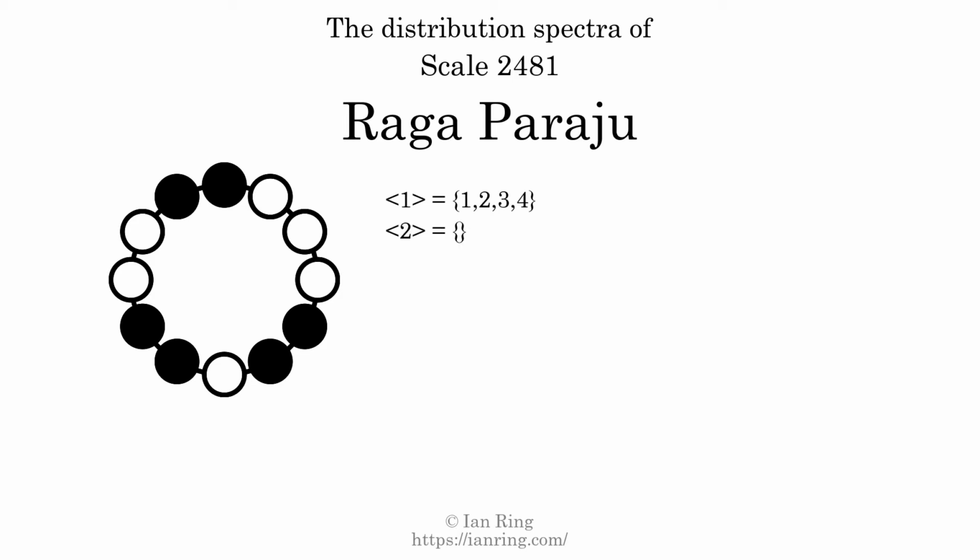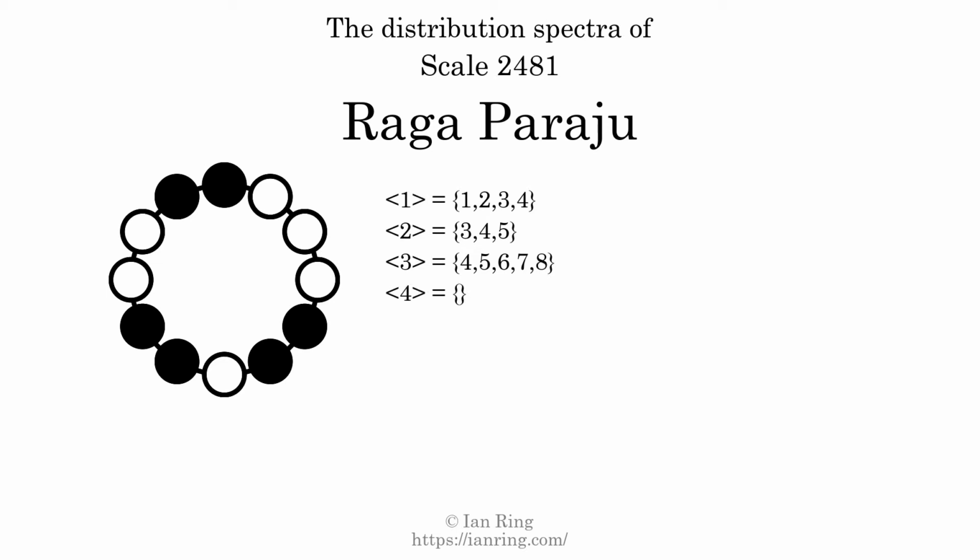The generic interval of 2 scale steps comes in 3 different specific interval sizes: 3 semitones, 4 semitones, and 5 semitones. The spectrum width of this generic interval is 2. The generic interval of 3 scale steps comes in 5 different specific interval sizes: 4 semitones, 5 semitones, 6 semitones, 7 semitones, and 8 semitones. The spectrum width of this generic interval is 4.